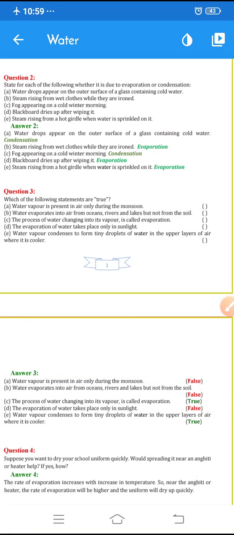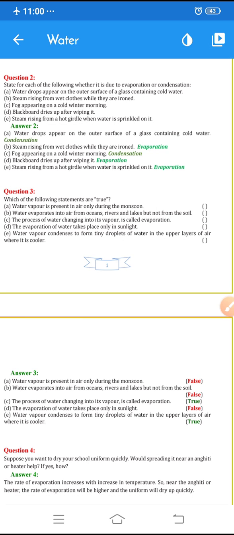First one, the water drops appear on the outer surface of a glass containing cold water. One glass is containing cold water inside, and on the outer surface of the glass, water droplets are appearing. That is due to which process? That is condensation. Due to the cooling effect of the glass, the surrounding air around the outer surface gets condensed and collected in the form of droplets. That is the condensation process.